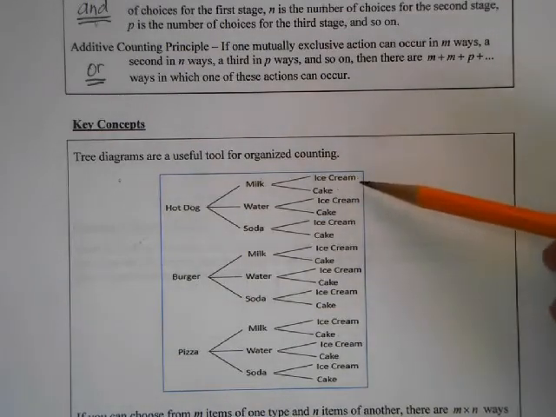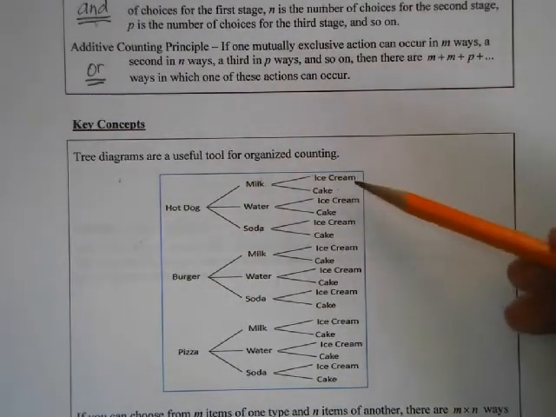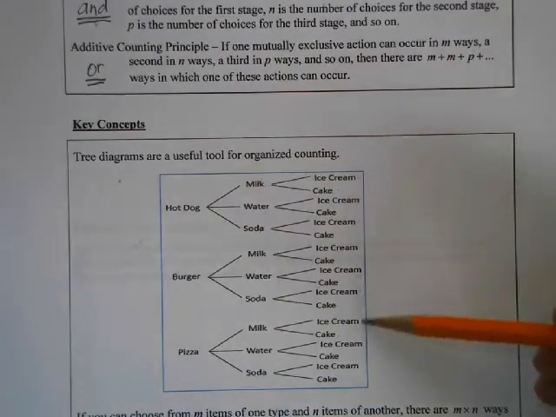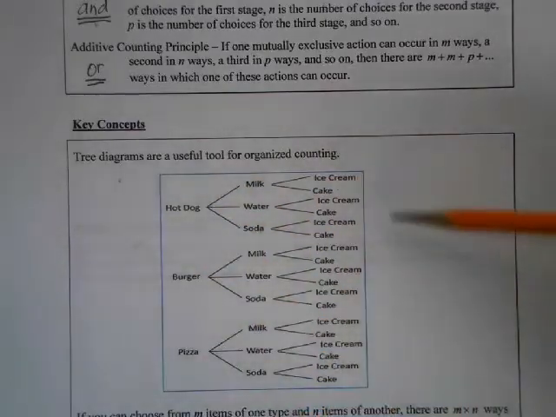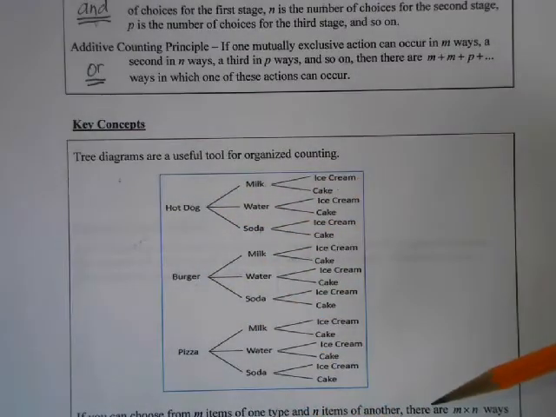So again, we just count up how many of the tips of the branches at the end we have, and that's the total number of choices for this situation, our lunch choices. Okay.